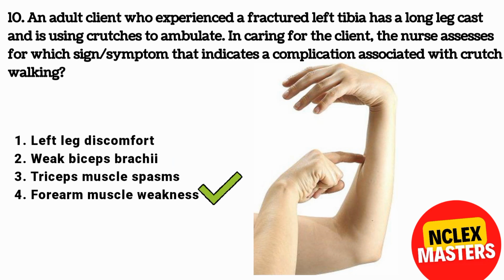Forearm muscle weakness is a sign of radial nerve injury caused by crutch pressure on the axillae. When a client lacks upper body strength, especially in the flexor and extensor muscles of the arms, he or she frequently allows weight to rest on the axillae and on the crutch pad instead of using the arm for support while ambulating with crutches. Leg discomfort is expected as a result of the injury. Weak biceps brachii is not a complication of crutch walking, but rather caused by an injury to the brachial plexus itself.